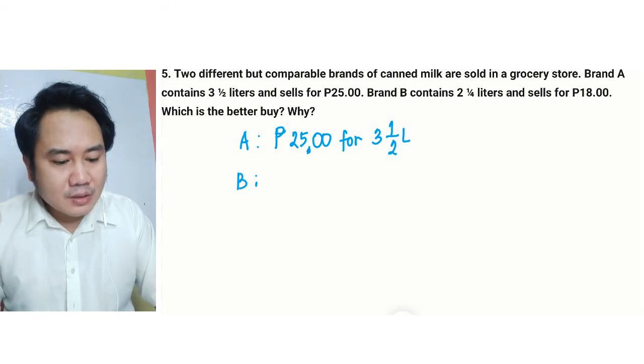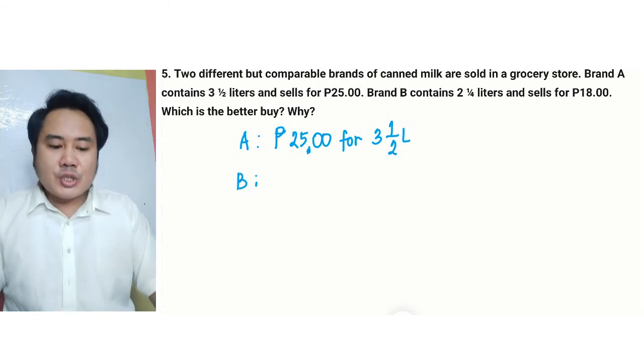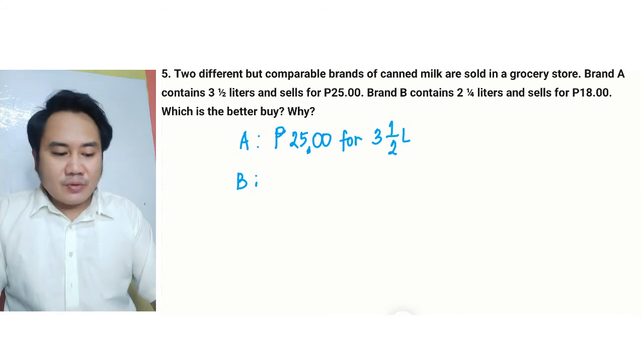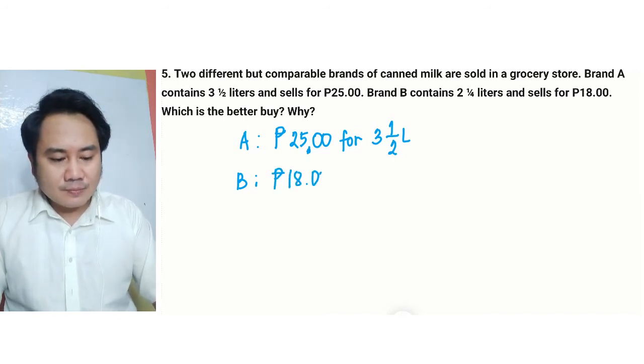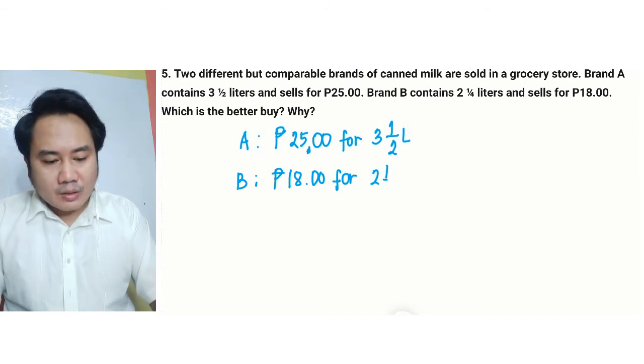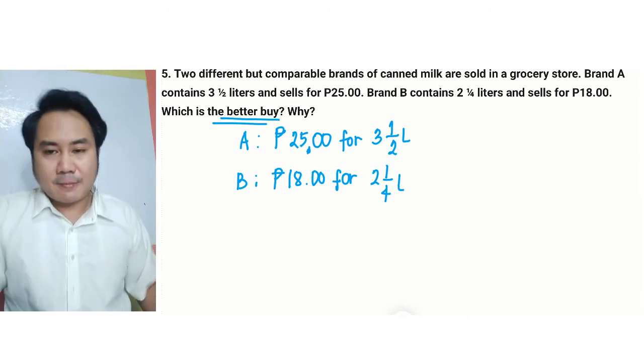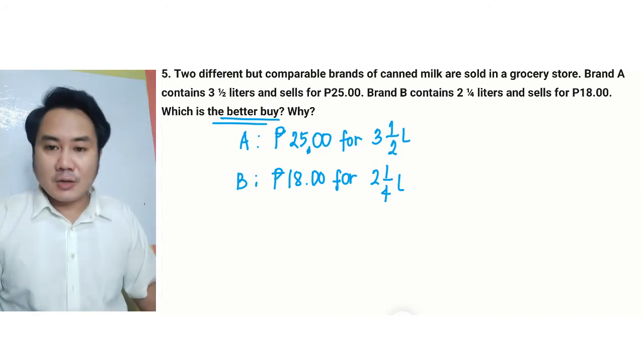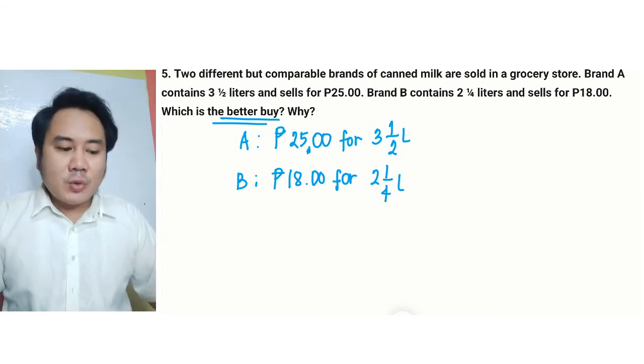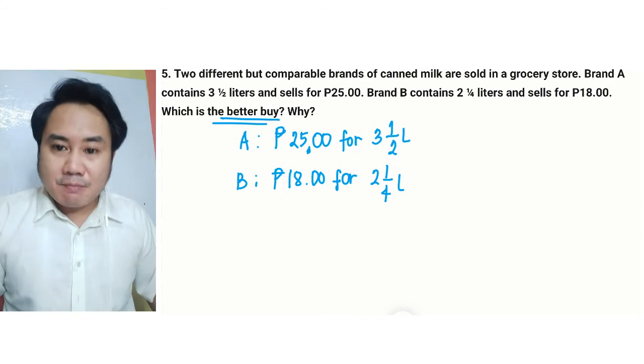Brand B contains 2.25 liters and sells for 18 pesos. 18 pesos for 2.25 liters. The question is, which is the better buy? Ano yung better buy dun sa dalawa? So, another way of saying it, saan ka mas makakatipid?